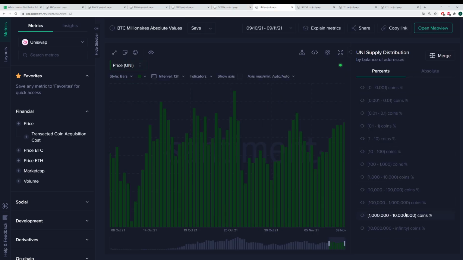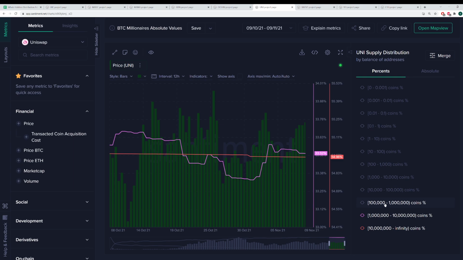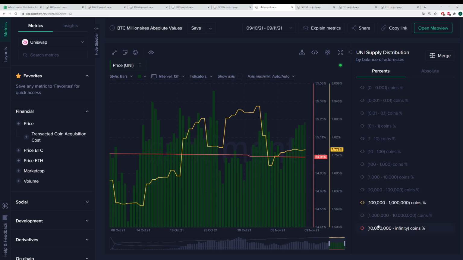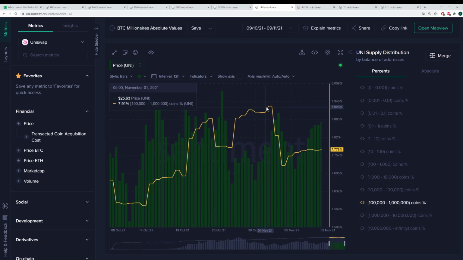Uniswap, I had it highlighted, but I'm actually going to leave this one alone. There's some interesting things going on with the 100,000 to 1 million tier, which makes up about 7.8% of the total supply. But this is more of a wait and see. I would just keep an eye on this because there's been some very interesting alpha happening with Uniswap whales as of late.